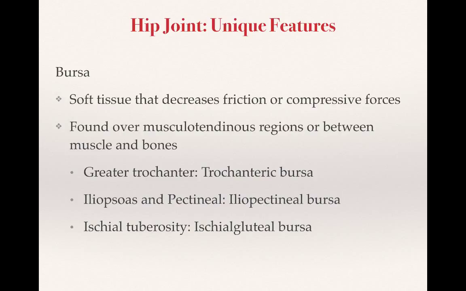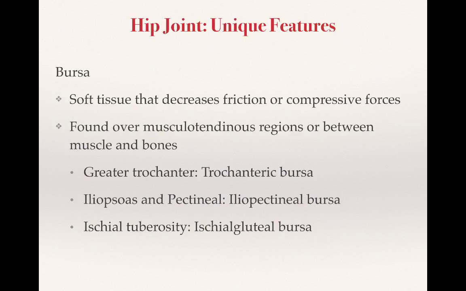The ones at the hip, you'll see them at the greater trochanter. Again, that's a very big, prominent bony landmark. So we have a bursa there to help minimize the friction and compression between the trochanter and the IT band or the TFL, any of the muscles that are in that area.